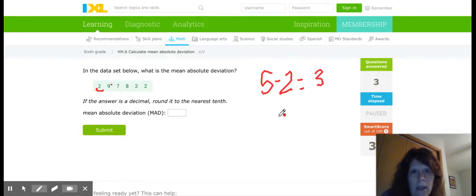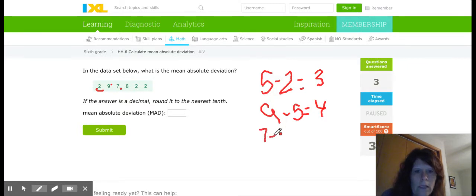Your next number is 9. 9 minus 5 equals 4. Next piece is 7, and so on. So you're going to go 7 minus 5 equals 2. Next piece is 8. 8 minus 5 equals 3.